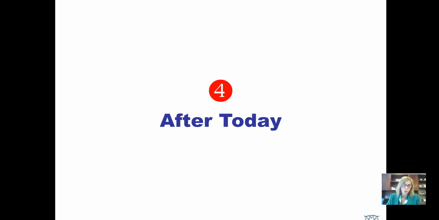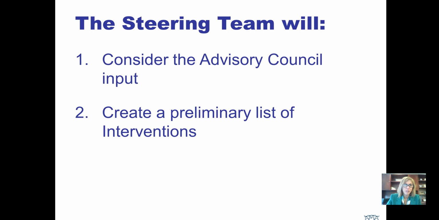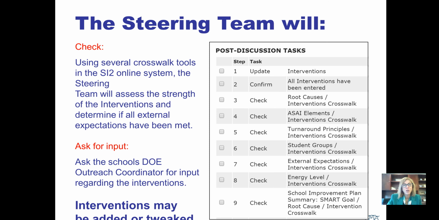Okay, so after today, here's what's going to happen. After this discussion is complete, the steering team is going to consider the advisory council input and all of the discussion, and then they are going to create a preliminary list of interventions for your school to implement next year. And then the steering team is going to check a bunch of things. First of all, they're going to check a lot of tools that are in our system that are crosswalks.